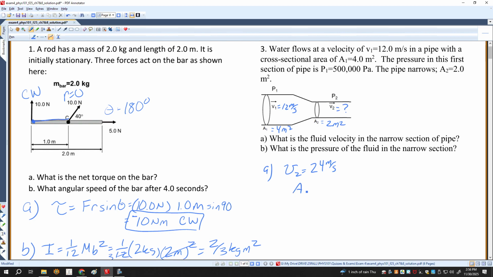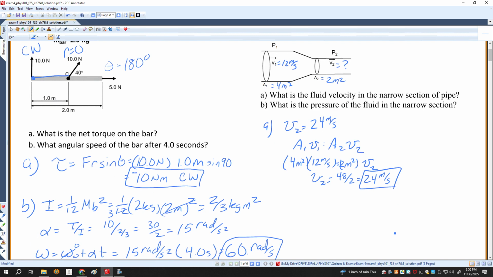Or I could say A1V1 equals A2V2. A1 is 4 meters squared. V1 is 12 meters per second. A2 is 2 meters squared. That's equal to 2 meters squared times V2. And I solve that for V2. That's 48 divided by 2. So V2 is equal to 48 divided by 2, which is 24 meters per second, which is what I thought it was in the first place. Because my area decreases, it has to speed up, and it's going to speed up by the same amount that the area decreased.